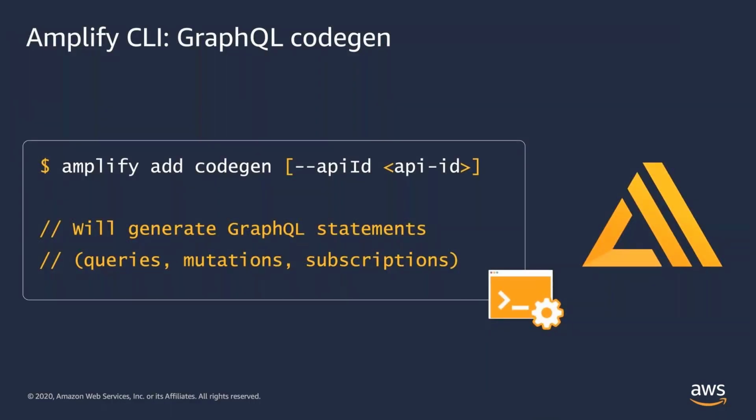The CLI also has very handy automatic code generation capabilities for AppSync APIs. CodeGen helps you generate native code based on the AppSync API for iOS and Android, as well as generation of types for Flow, JavaScript, and TypeScript. You can also generate all GraphQL statements, queries, mutations, and subscriptions, so you don't have to hand code them.